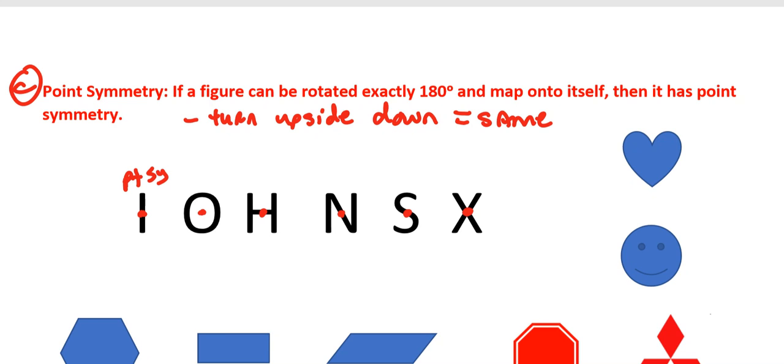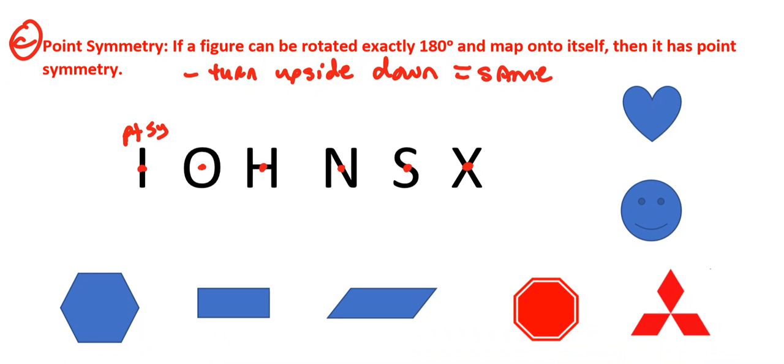I put one or two things on the side here that did not have point symmetry. So the heart here, no point symmetry. Again, if we turned it upside down, don't judge my drawing. I don't know how this is going to come out upside down or whatever. But it does not have point symmetry. For the next one, the face, again, if it was upside down, the eyes and the mouth would be reversed. So that does not have point symmetry.